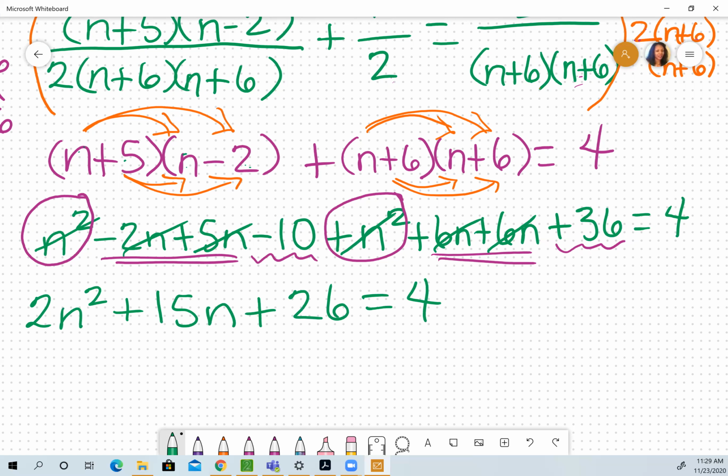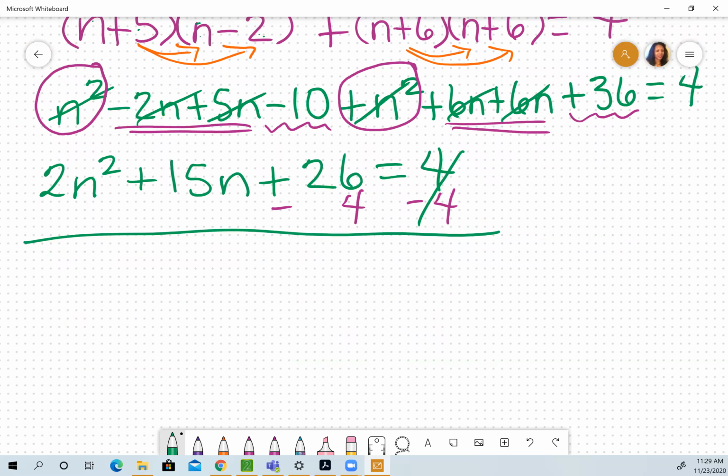Well, we want this 4 to become a 0. So we're going to do the inverse, which is instead of a plus 4, minus 4. And we're going to combine it with that constant. In doing so, I end up with my 0 on the other side of the equal sign. Do not get rid of that equal sign. Some of you want to do that. So I have, bring down everything else, 2n squared plus 15n plus 22.